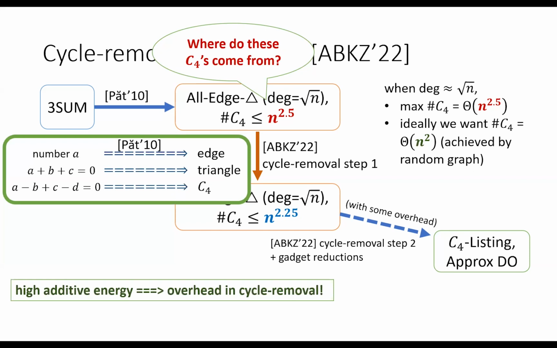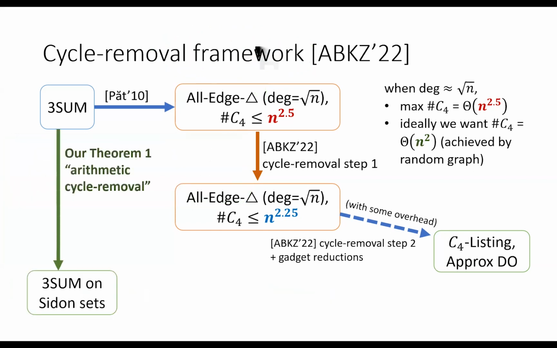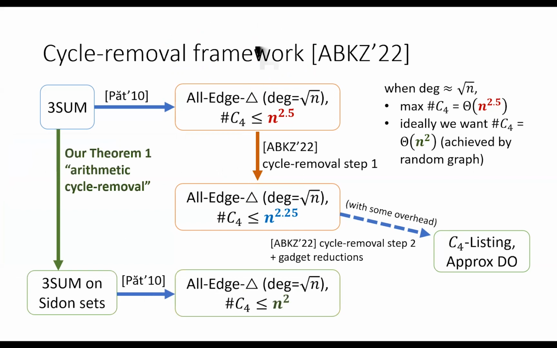So this is why our Theorem 1 can be very useful here. We plug in our Theorem 1, which reduces from 3SUM to 3SUM on Sidon sets. And from there, we run Patrascu's reduction, and we can achieve a cycle count of n squared. And then repeating the step from the previous paper, we can obtain better bounds for C4 listing and approximate distance oracle.